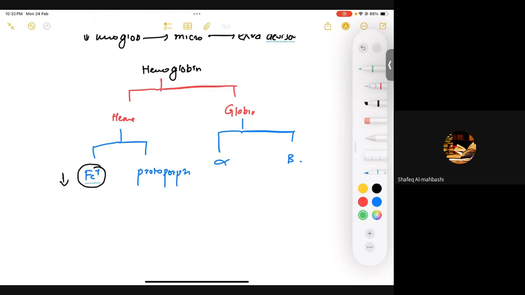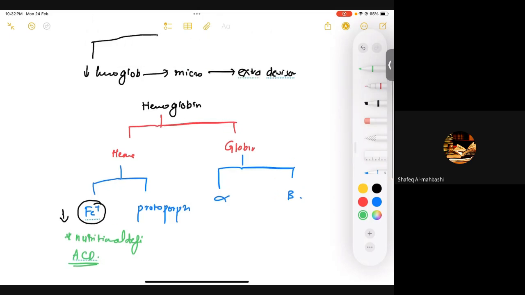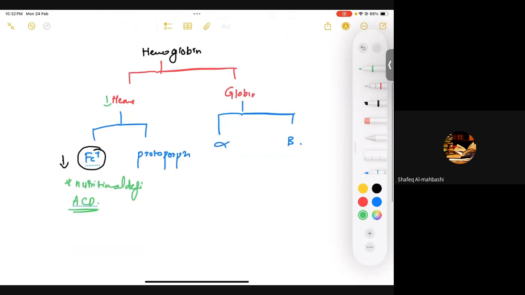So two things which we discussed: the first one was nutritional deficiency, and the second was anemia of chronic disease, let me write it as ACD. So what happened as a result of that? Heme is going to be less, hemoglobin less. So the red blood cell is going to undergo an extra division, which leads to microcytic anemia, right? So these were the things which we discussed yesterday.